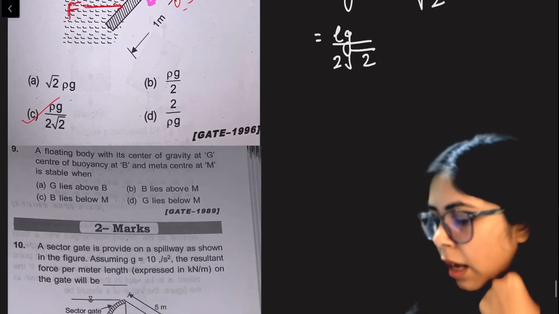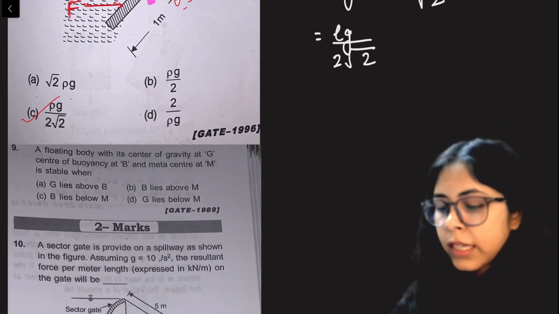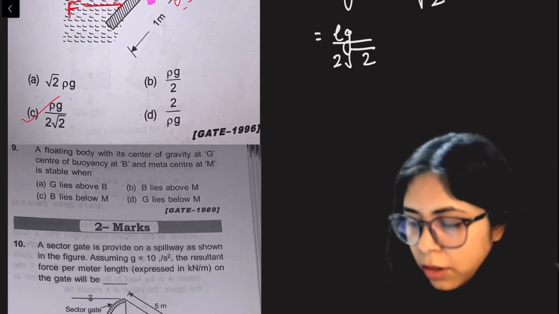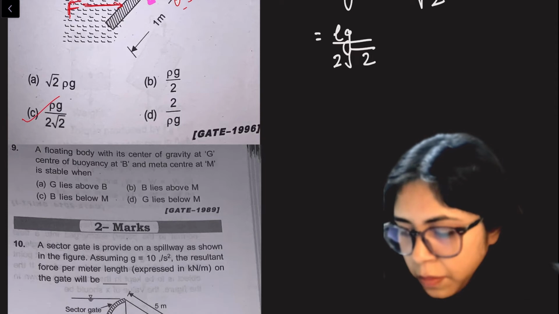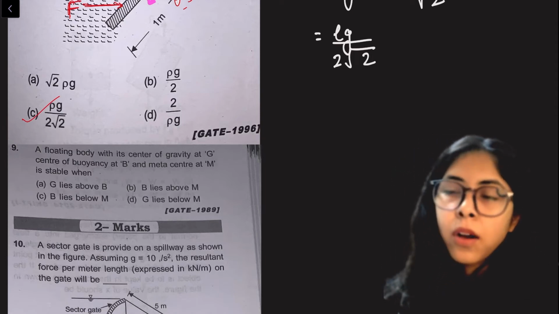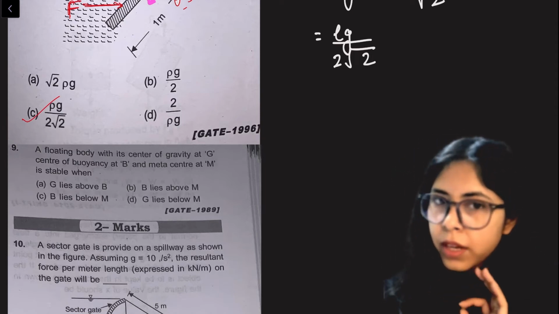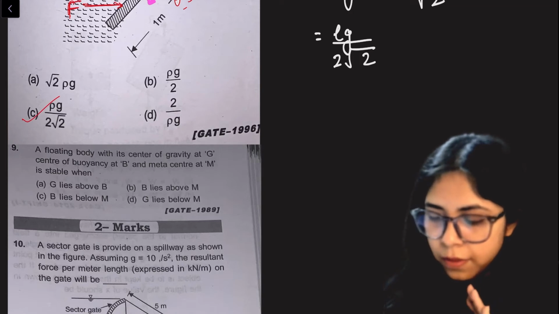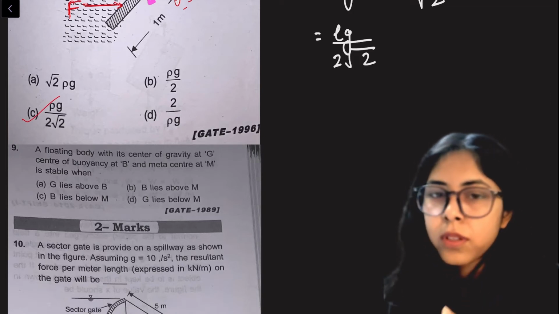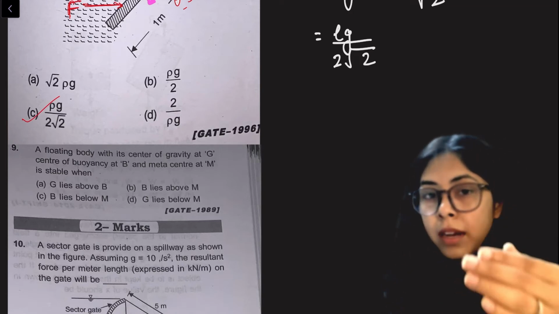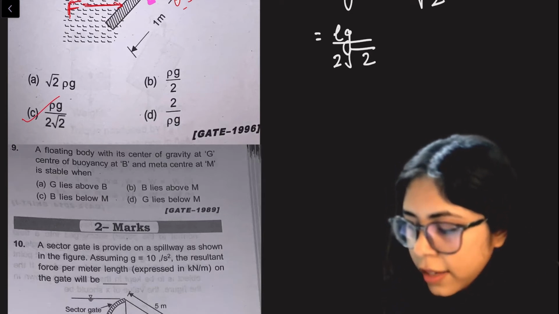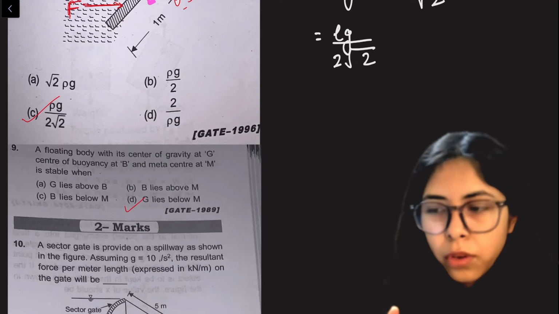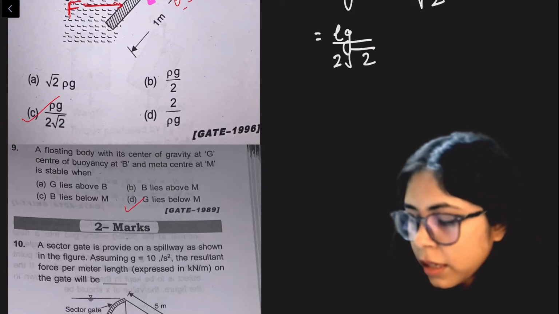Now the last question of 1 mark: a floating body with its center of gravity at G and center of buoyancy at B and metacenter at M is stable. Till now we definitely know that the metacenter should lie above the center of gravity. Wherever there is this option, G lies below M, this is the correct option. So option D is correct.